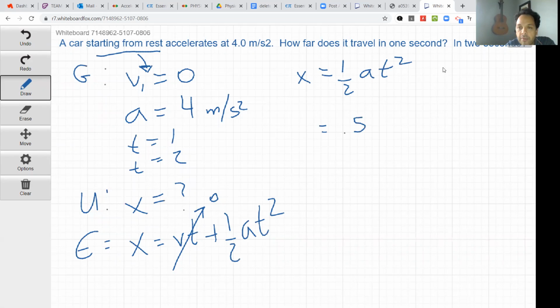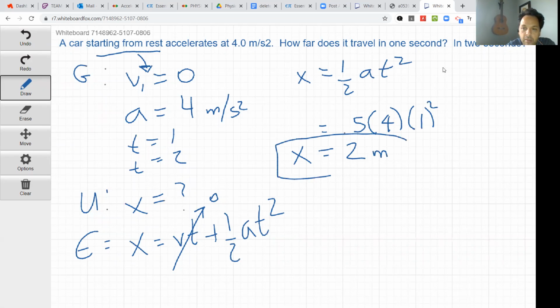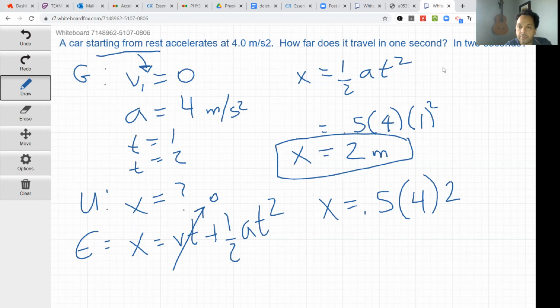So 0.5 times 4 times 1 squared, right? So 1 squared is 1, times 4 is 4, times 0.5 is 2. And that's going to be meters. How about at time 2? It's all the same until you get to the time 2 squared. So 2 squared is 4, times 4 is 16. Half of 16 is 8.